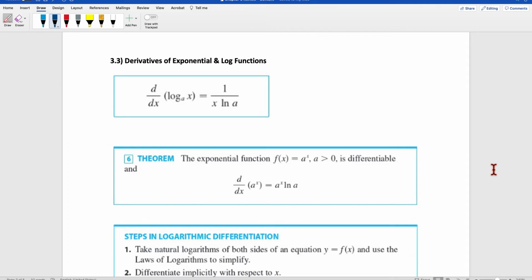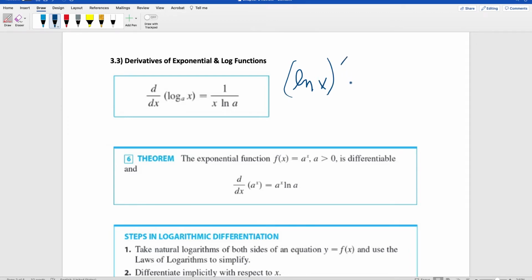So the derivatives of exponentials and logarithms. So we first talked about log base a of x, right? And that's 1 over x times the natural log of a. I didn't put in here the derivative of the natural log because it is just a special case.